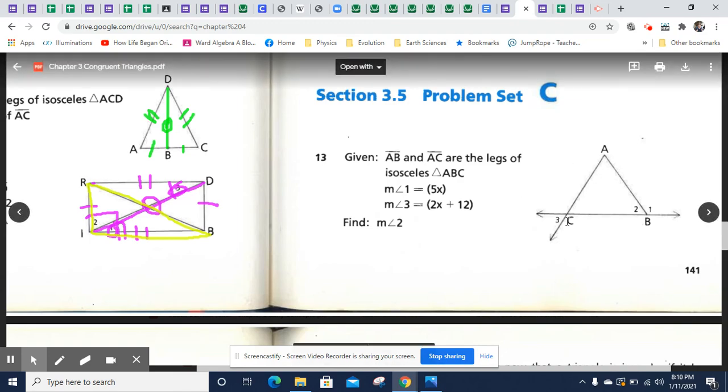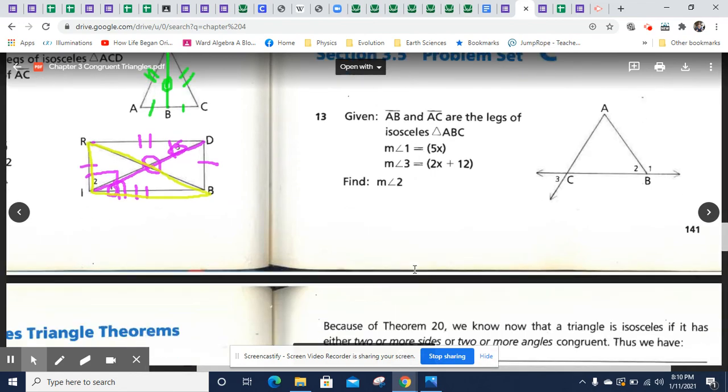We know AB and AC are legs, which means these 2 sides are the same. And then that tells us that this angle and this angle have to be the same. We know 1 and 3. Okay. We know 1 and 3, and these 2 would be supplementary. So that's a key to that one.